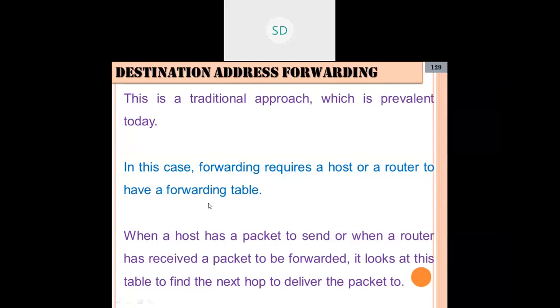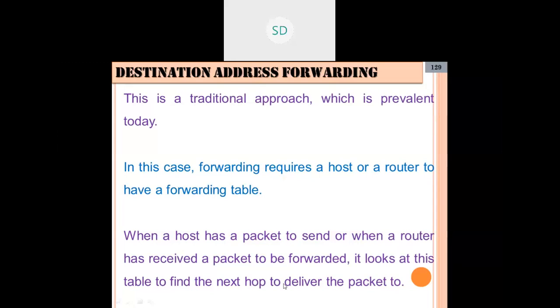Along with the address, it also gives exact information such as the interface, or the number of hops required to move from one router to the destination. All that information will be stored in that forwarding table. So when a host has a packet to send, or when a router has received a packet which has to be forwarded, it looks at the forwarding table to find the next hop to deliver the packet. When a host has data to send, the packet goes from the host to the router.